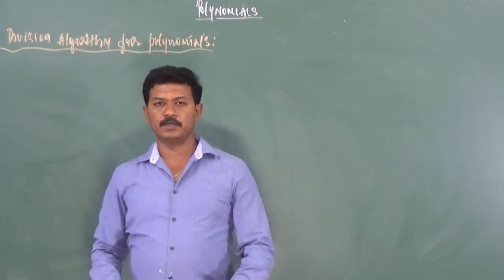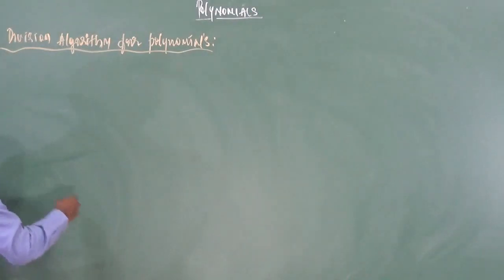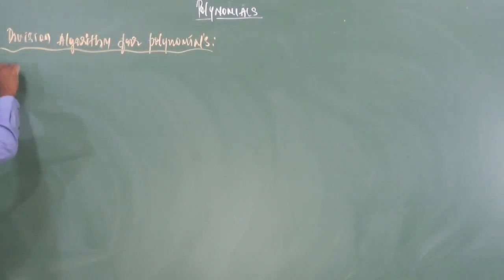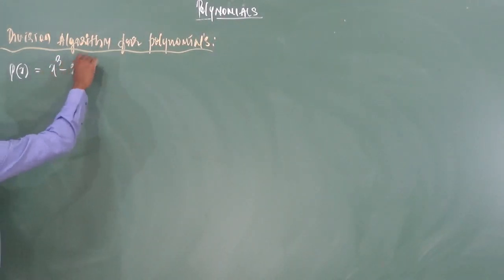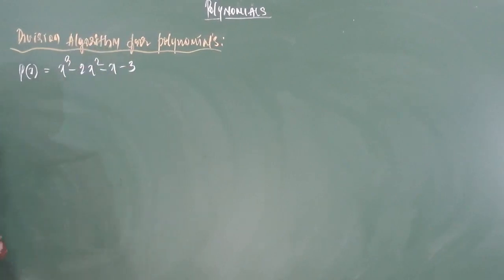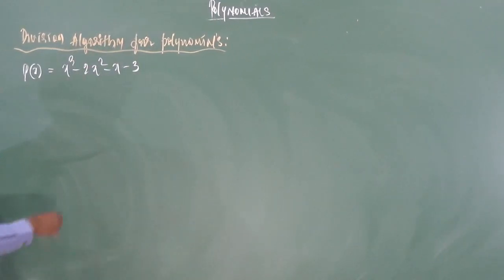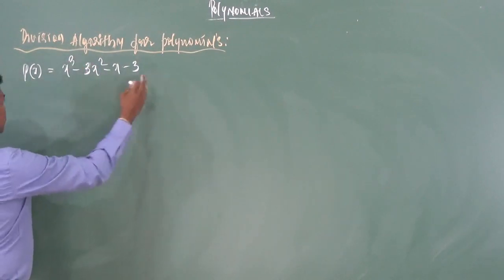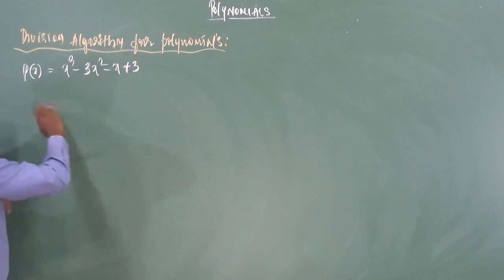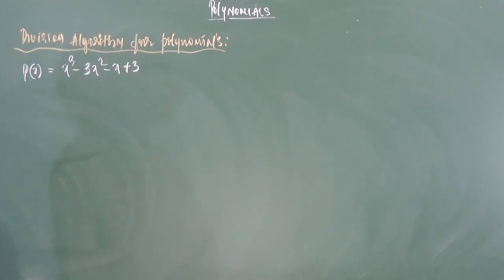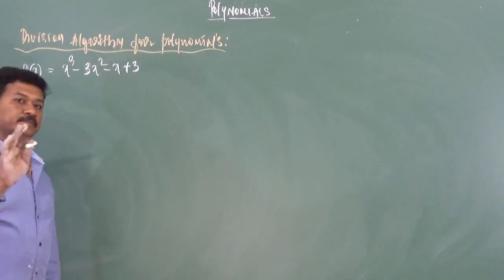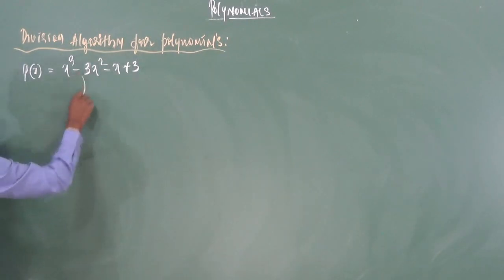So for example, let us take this. I have a polynomial p of x, a cubic polynomial. Any cubic polynomial can be taken. So x cube minus 2x square minus x minus 3. Okay, let us take 3x square. x cube minus 3x square minus x plus 3. So it's a cubic polynomial. For this cubic polynomial we have 3 zeros.